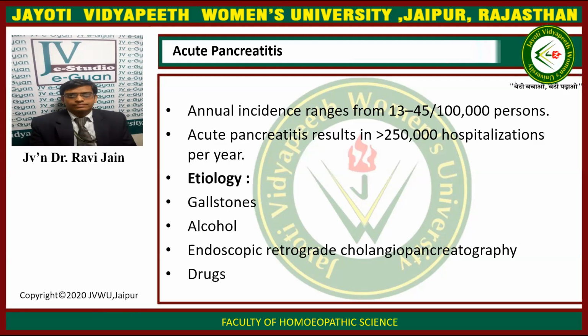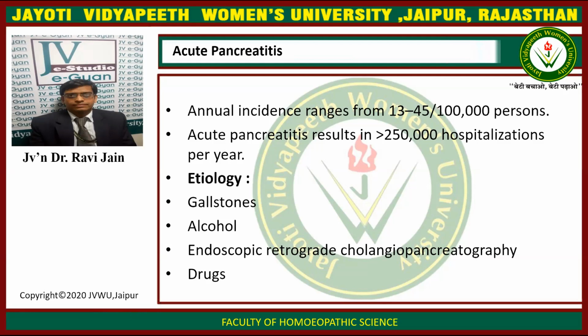Now we come to acute pancreatitis. What is acute pancreatitis? The incidence ranges from 13 to 45 per 1 lakh persons. Pancreatitis that has occurred recently is acute, and the definition we will be discussing in the coming slides. First of all, let's understand the incidence and etiology. Acute pancreatitis results in greater than 250,000 hospitalizations per year.